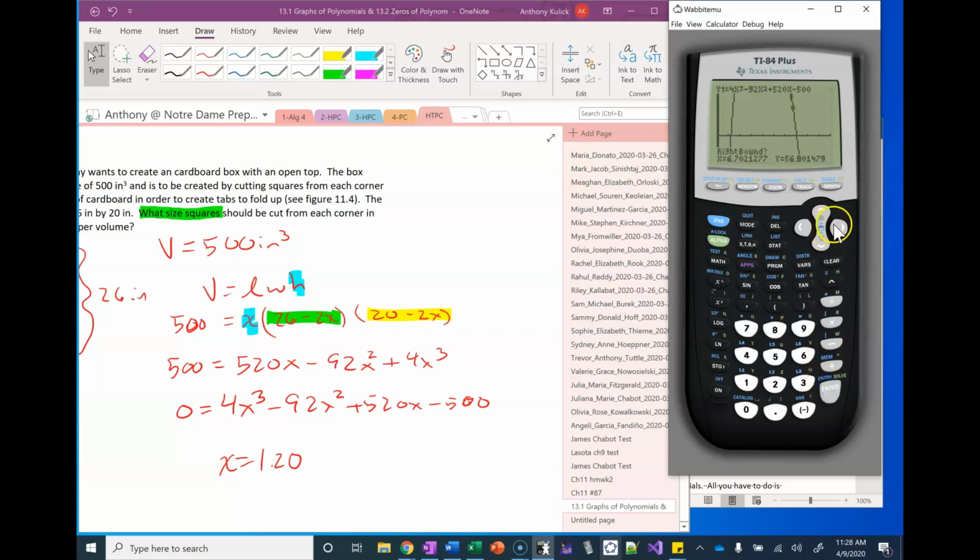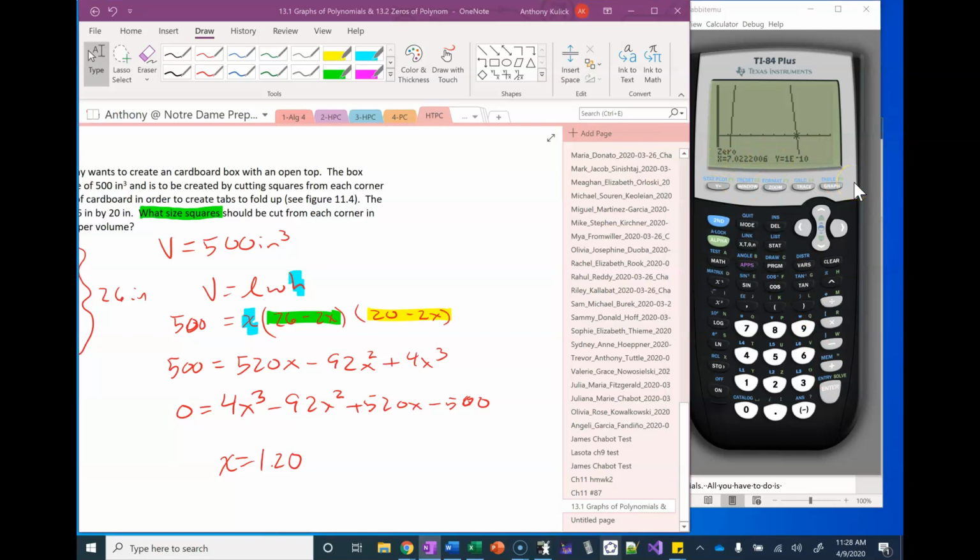Press enter. And a right bound, so I need something over here. So I'll move my cursor a couple of times. That looks good. Press enter. And then move over to a guess, so I just go back one spot and press enter. And I have 7.02 as my other solution.